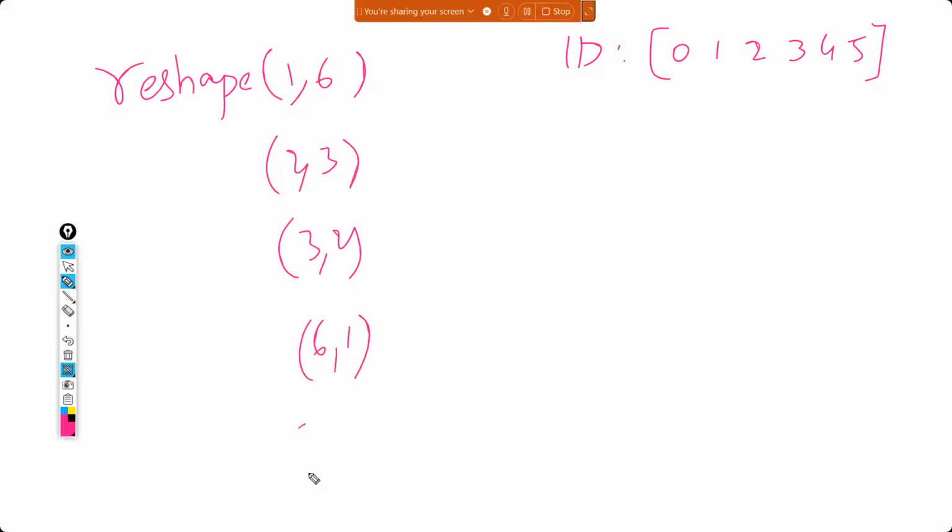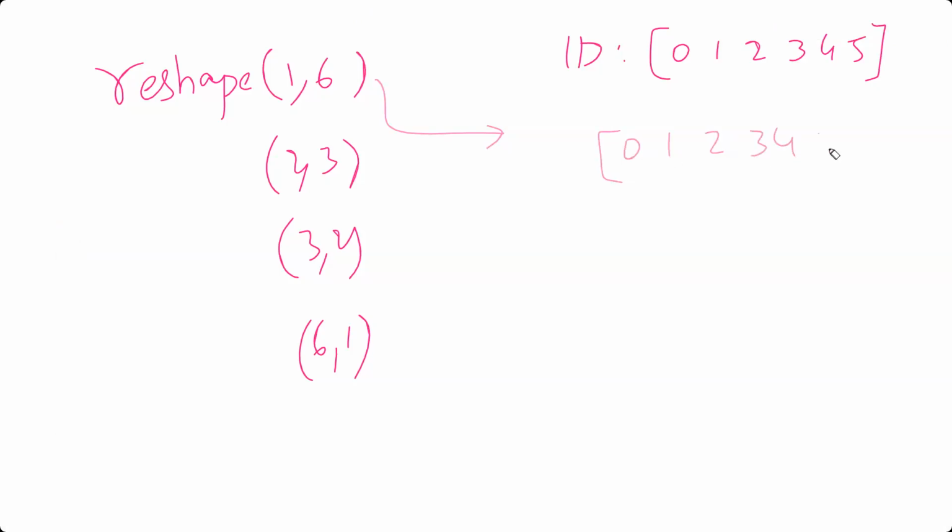I can't create, for example, 5 comma 2, because 5 comma 2 means 10 values are required, but here 6 values are there. Total 6 values can be converted only in these formats. You cannot say, sir, I want 10 comma 2. 10 comma 2 means 20 values required, and here only 6 values are there. So if you are taking 1 comma 6, it means one row with 6 columns. So one row: 0, 1, 2, 3, 4, 5. It is going to create a 2D array like this.